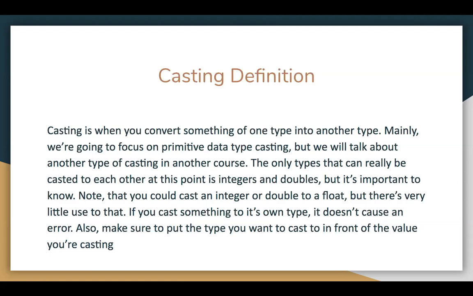Okay. And if you cast something to its own type, it doesn't cause an error. So what I mean by that is you can cast from a string to a string, a boolean to a boolean, that kind of stuff. Also, just make sure to put the type you want to cast to in front of the value you're casting. And I have an example of casting in a second, so you'll see what I mean by casting and how to do it.